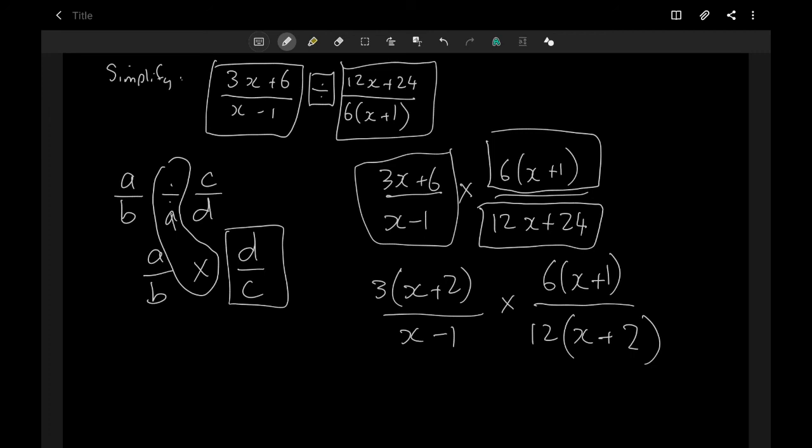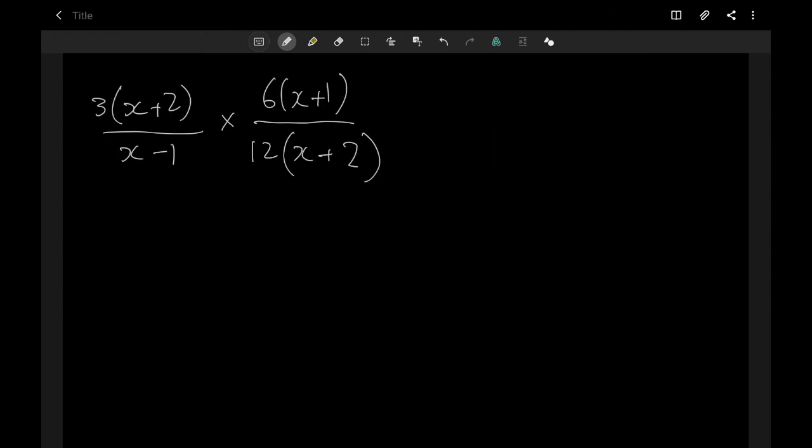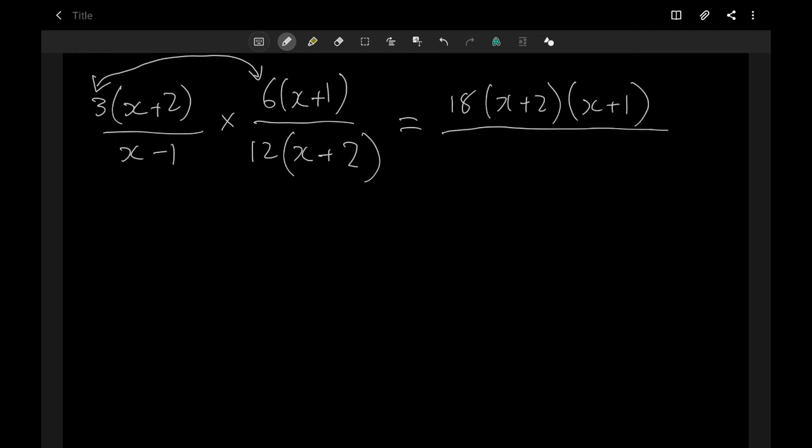So now that we've done all the factorizing, let's take a look at what we've got. Basically this is now a straight out fractions multiplication. So as you know, when you multiply fractions, it's top times top over bottom times bottom. So let's do that. 3 times 6 is 18. And then we have x plus 2. And then we multiply that with x plus 1. So now that we've done the top, let's do the bottom.